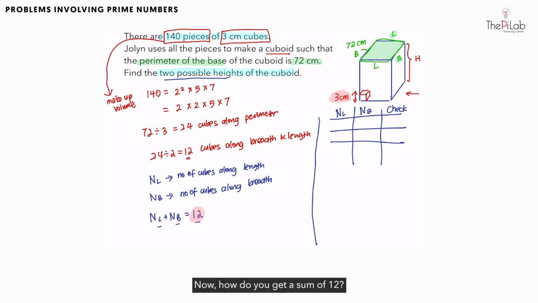So we have 12. Now, how do you get a sum of 12? Can I begin with a 0 and a 12? Definitely not, because I cannot have 0 cubes making up the length or the breadth. So the smallest number would be 1. Now, if one side is 1, to get 12, I need the other side to have 11 cubes. So I'm going to start listing all the possible combinations. This is combination number 1. Number 2 would be 2 and 10. The third combination would be 3 and 9.